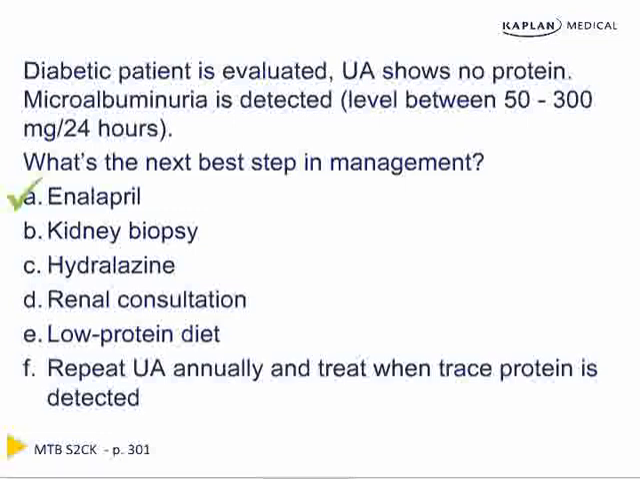So now that we know the right answer, let's talk for a moment about why these wrong answers are wrong. Kidney biopsy is wrong because we already know the etiology of this patient's proteinuria. Remember that a kidney biopsy is the best test when you have no idea what's causing proteinuria in a patient. In this case, we know the microalbuminuria is most likely caused by the diabetes, so the kidney biopsy is not going to give us a lot of new information and is probably not worth the risk of putting the patient through a pretty invasive procedure.